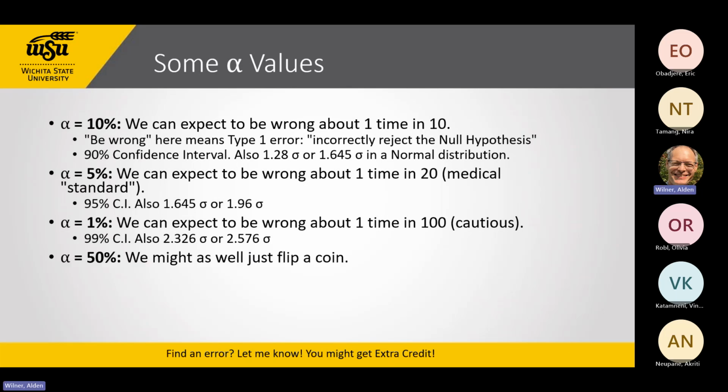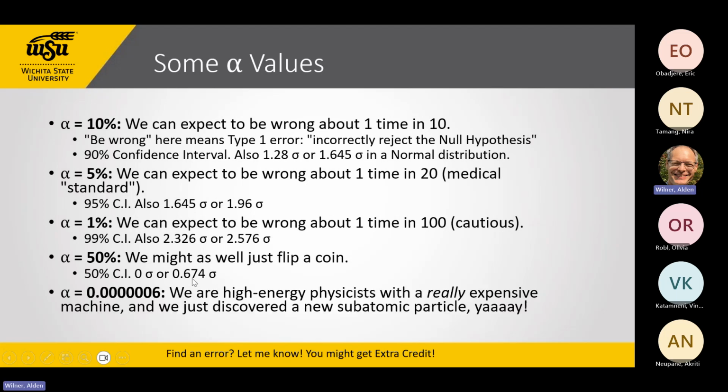Choose an alpha level of 50%. We're saying we don't care whether we're right or wrong. We're just flipping a coin. We're going to run the experiment twice. We'll get the answer wrong about half the time, right? And this is 0 sigma or 6.674 sigma.